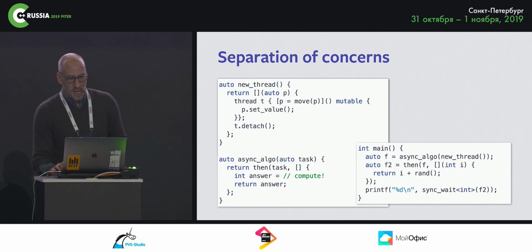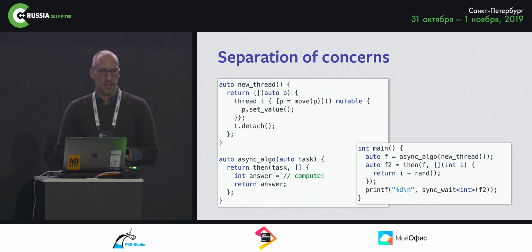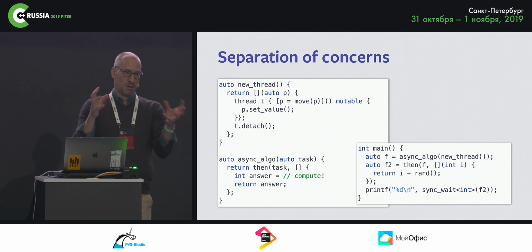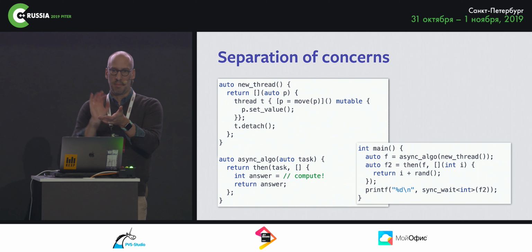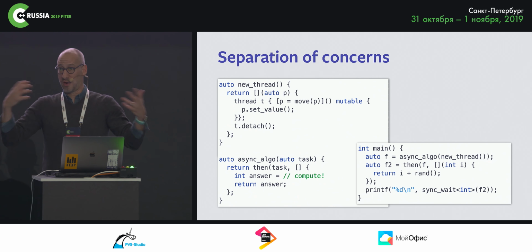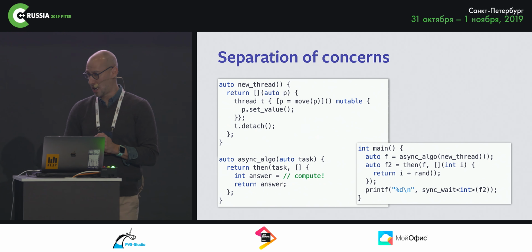And now their main function looks like this. I create a new thread task. I pass it into my asynchronous algorithm. Now I've parameterized my algorithm on execution context.